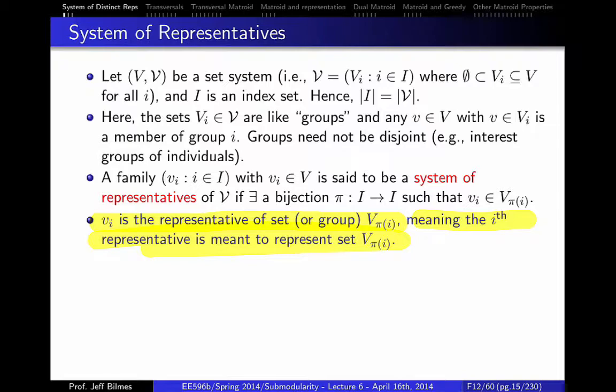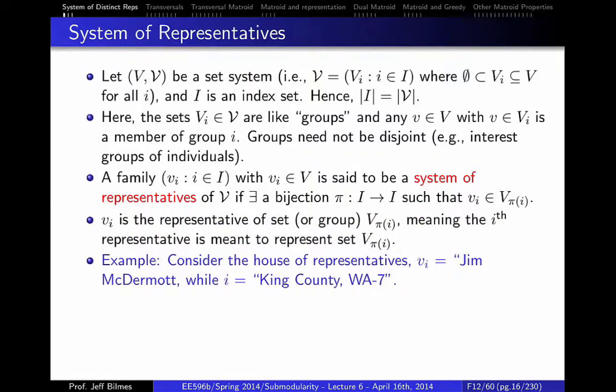Here's another example. The House of Representatives is an example, in some sense, because our representative here is Jim McDermott, and he represents Washington District 7, which is King County.